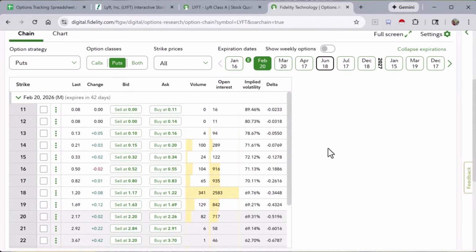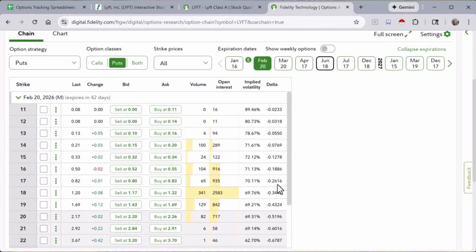So enough about that. Like I said, I already recorded this live, and I'll just go through what I did. So I came here and I decided I wanted the 17 strike price. And I did that because the delta is at 26. I've never sold cash secured puts on Lyft before. So for the first time, I want to kind of play it a little bit safer.